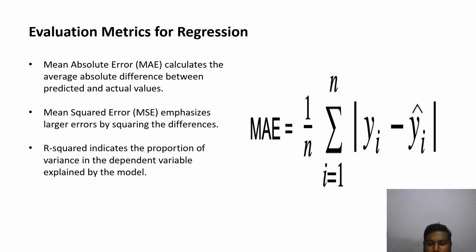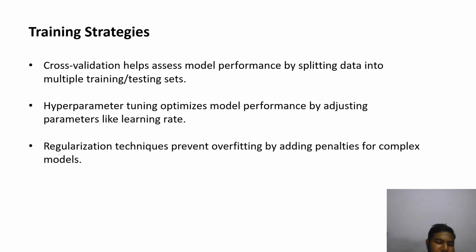Next, we'll see about training strategies. In training strategies, cross-validation helps assess model performance by splitting the data into multiple training and testing sets. Hyperparameter tuning optimizes model performance by adjusting parameters like learning rates. Next, regularization techniques prevent overfitting by adding penalties for complex models.